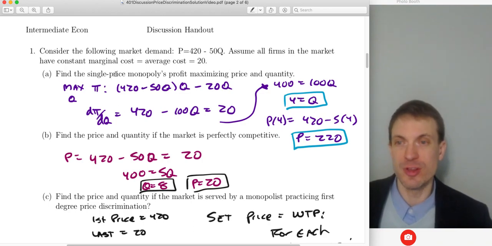All right, so find the single price monopoly's profit maximizing price and quantity. So what the monopoly is going to do is they're going to produce the output where marginal revenue equals marginal cost, and then we go to the demand curve to find the price, and that's just how we solve it.